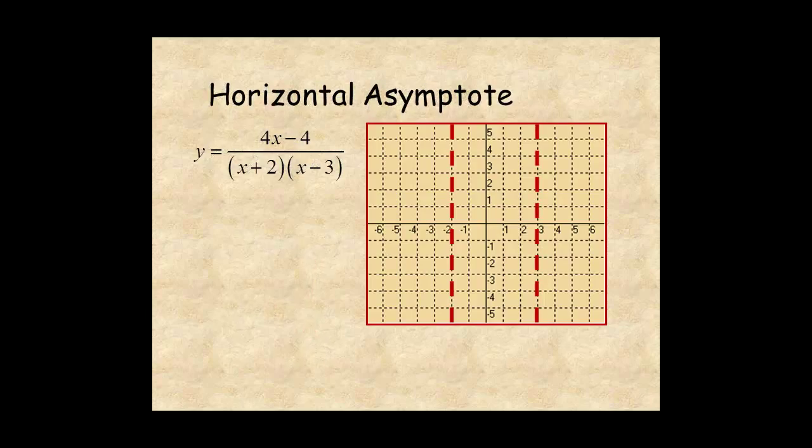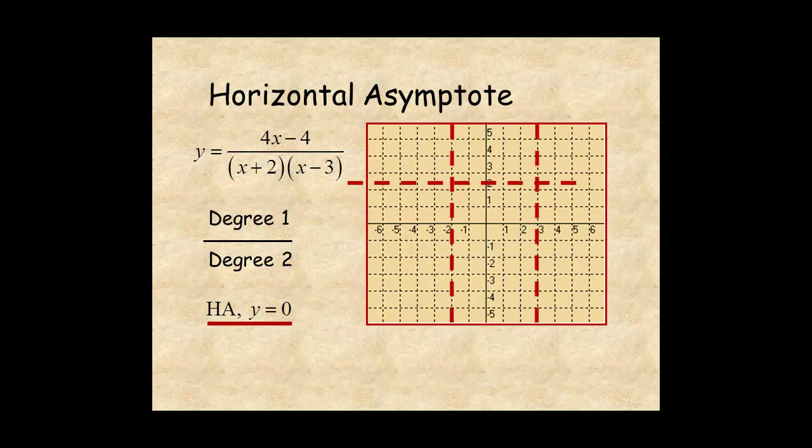For this rational function, the numerator is degree 1 and the denominator is degree 2. Since the degree of the numerator is less than the degree of the denominator, the HA for the function is the horizontal line y = 0, the x-axis.